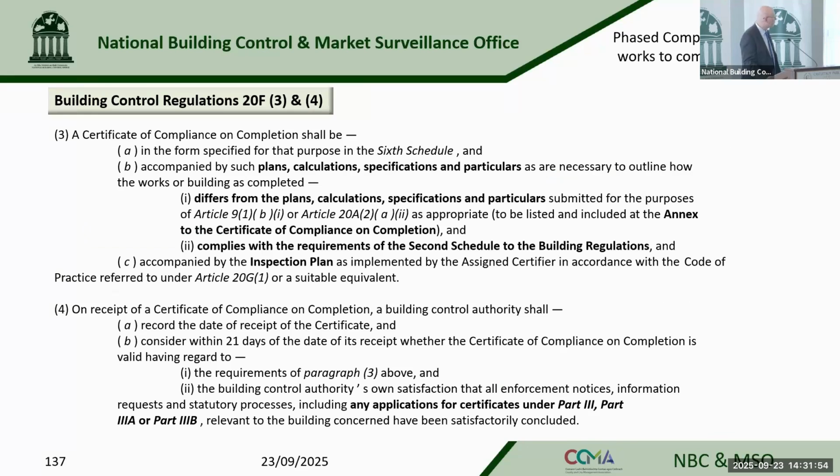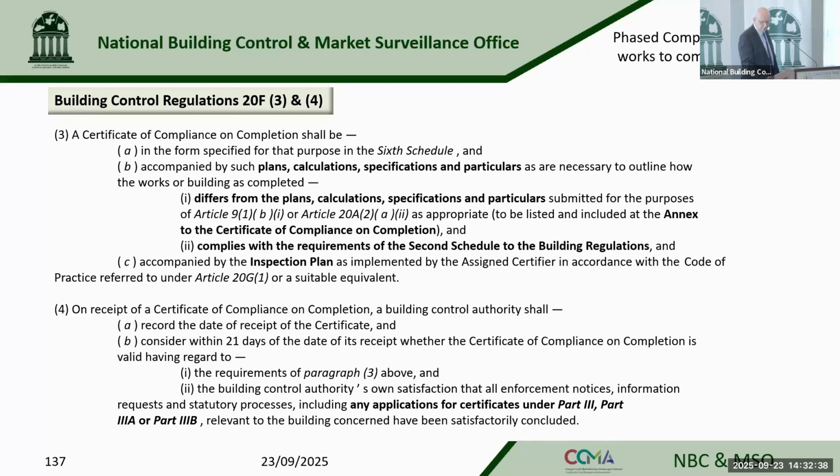So paragraphs 3 and 4, we've seen them a few times today. Just to note, highlighted text there, that when the CCC comes in, it's accompanied by plans, calculations and specifications. In particular, it is to outline how the building or works completed differ from the original plans, calculations and specifications that were included in the commencement notice. And they should be listed in the annex to the CCC as being additional information or changes. And it notes that the CCC should include information that demonstrates compliance with requirements of the second schedule of the building regulations, A to M, and it should be accompanied by the inspection plan as implemented by the assigned certifier.